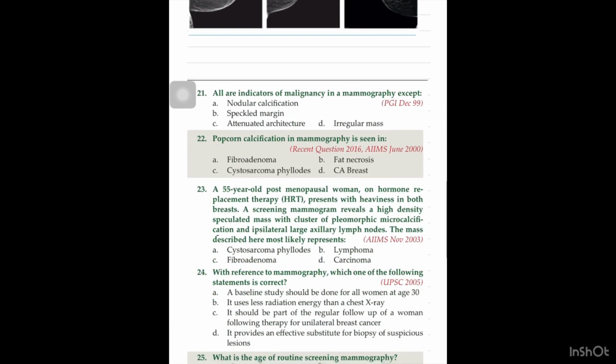So coming to the questions. All are indicators of malignancy in a mammography except: nodular calcification, speckled margin, distorted architecture and irregular mass. So nodular calcifications, malignancy will usually be microcalcification and not nodular, so the answer is option A. Popcorn calcification in mammography is seen in, it's a straight question, fibroadenoma.